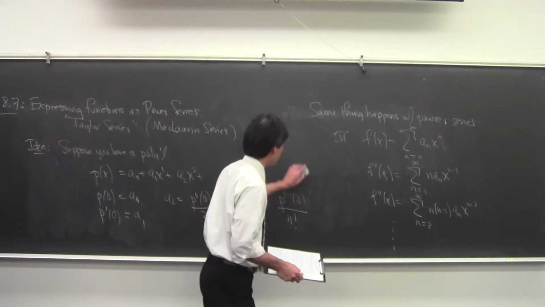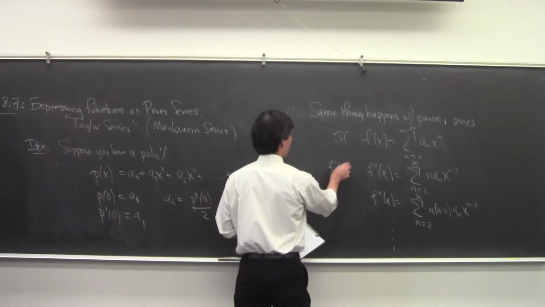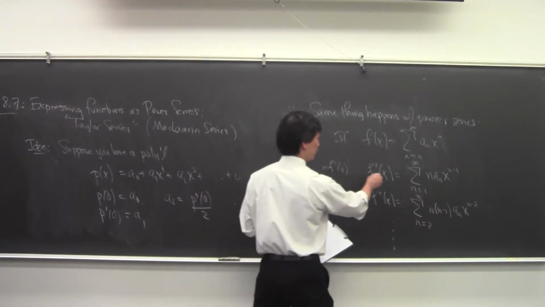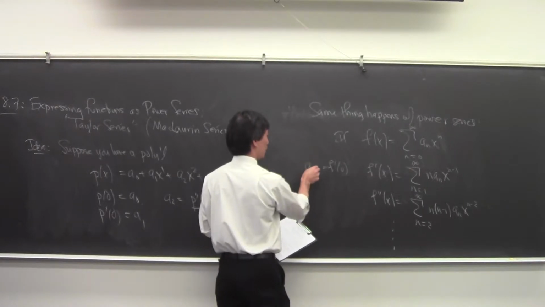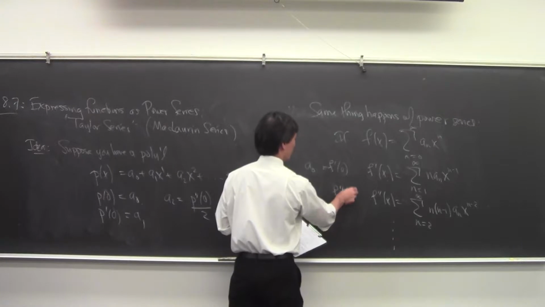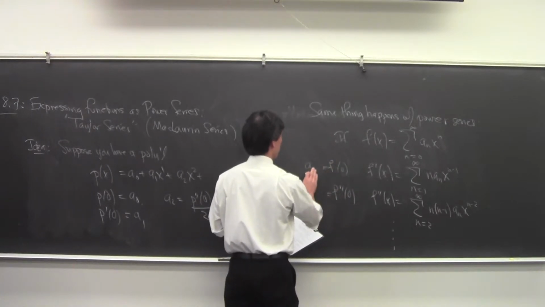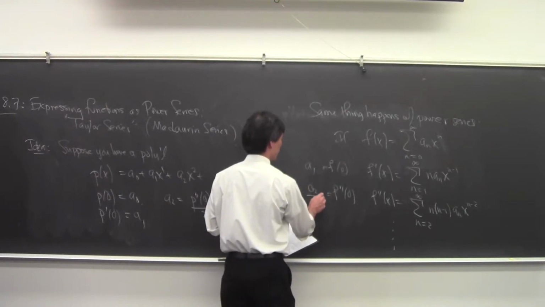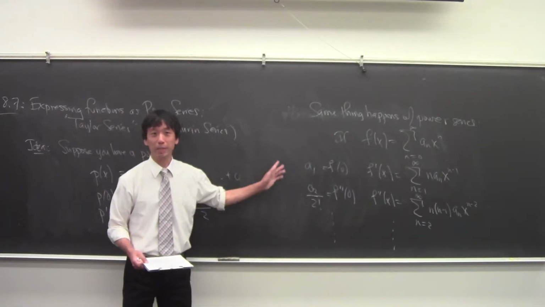In exactly the same way, you get that f of 0 is a naught, f prime 0 is a1, f double prime 0 is a2 times 2 factorial, and so on and so forth. So the same thing happens.